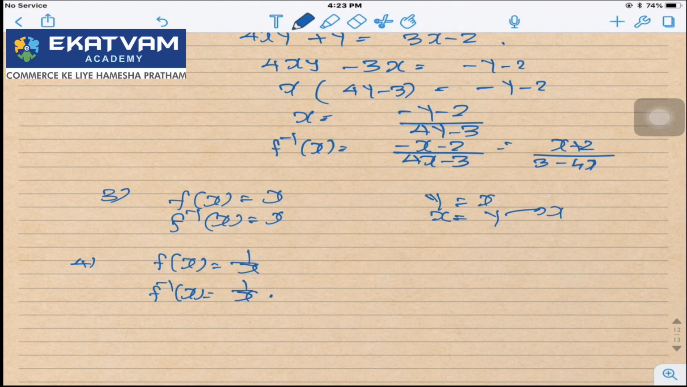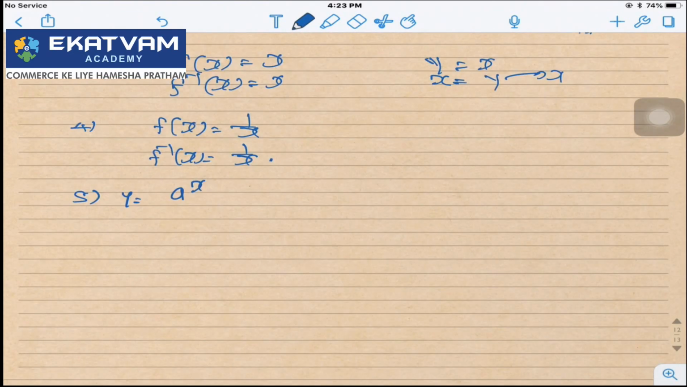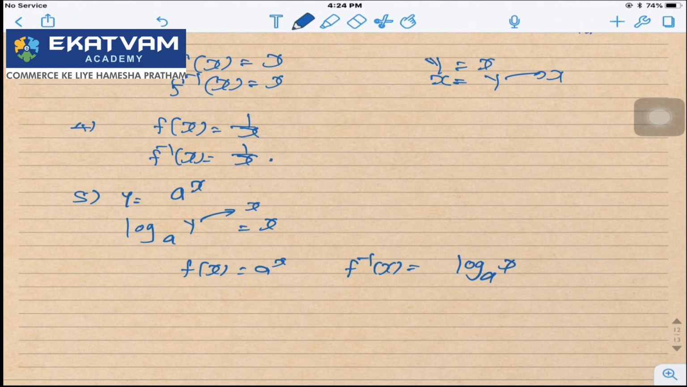But then my question is, tell me what is the inverse of a raised to x? If you have y equal to a raised to x, it means log of y to the base a is x. Replace y by x. So if f of x is a raised to x, f inverse of x happens to be log x to the base a.